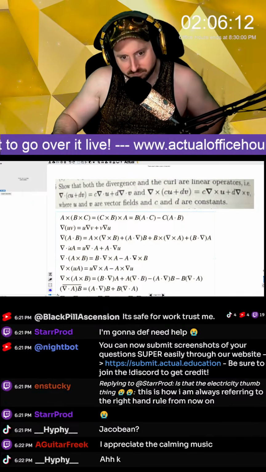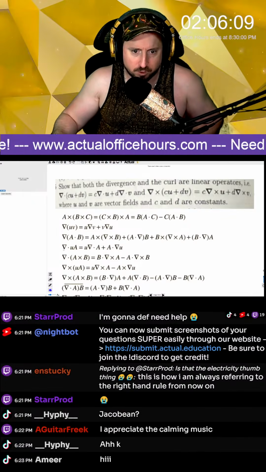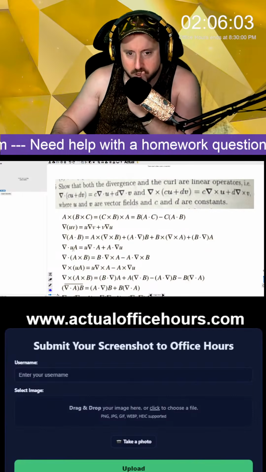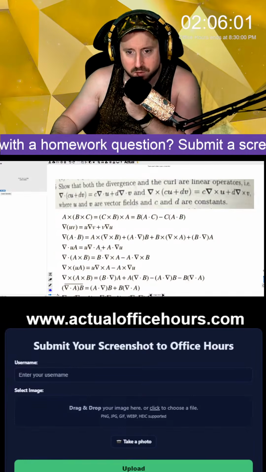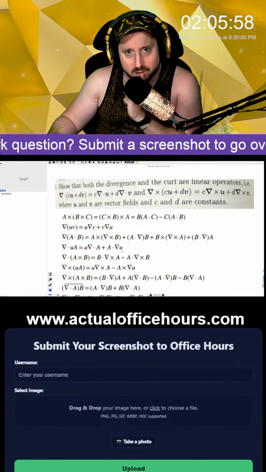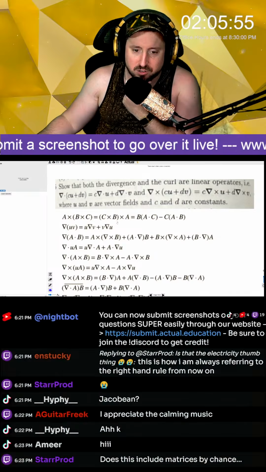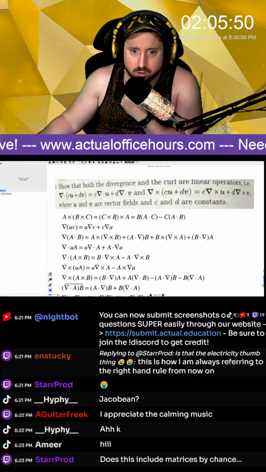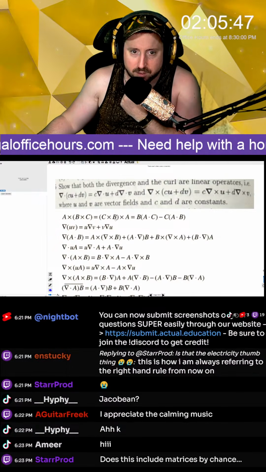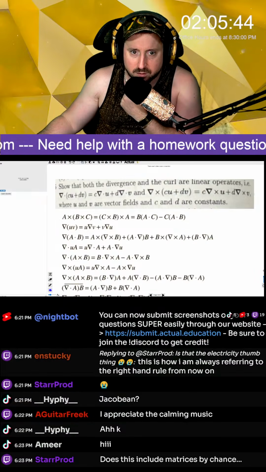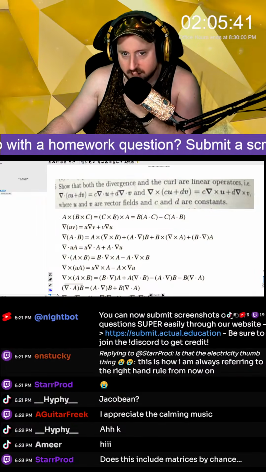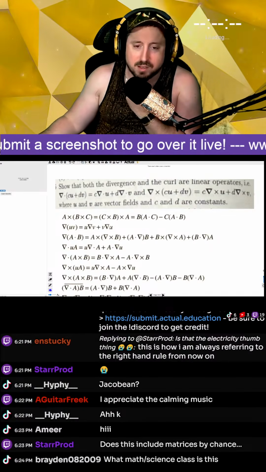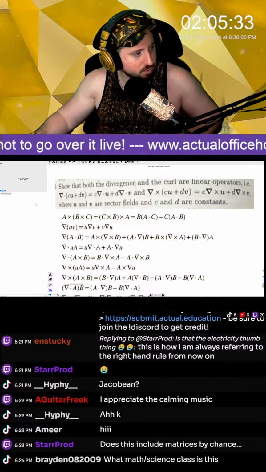Wait, what's going on here? Divergence of U. What's up, Amir? Divergence of UA is the same as U divergence A plus A divergence U. This doesn't include matrices. No, matrices don't really deal with this. This is fascinating. I guess I could do it with cross products too. Do I really want to do that? This is Calc 3, Brayden. Yeah, that's what this is.